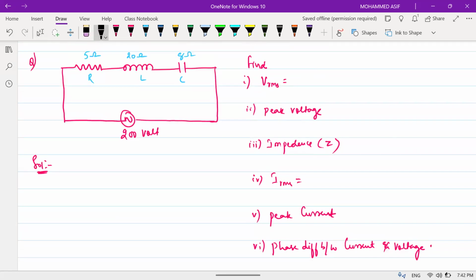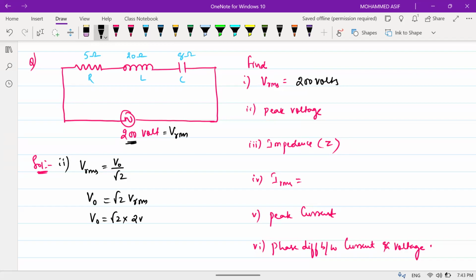Can anyone tell me VRMS will be equal to how much? First one, VRMS 200 volt equals V0 divided by root 2. So what is VRMS given for me? 200. The potential given will be acting as your VRMS. So VRMS will be 200 volt. So peak value I can calculate. Peak value is root 2 times VRMS. This is for 2. So peak value is root 2 into VRMS, 200. So the answer will be 200 root 2 volt. Clear?